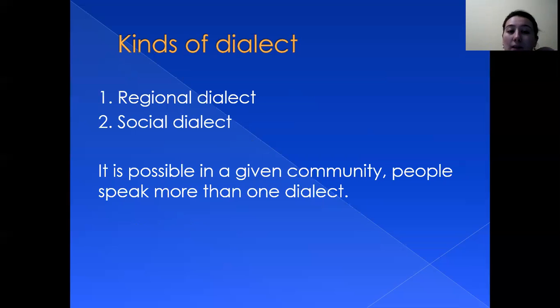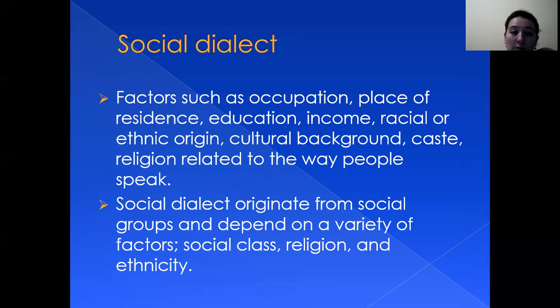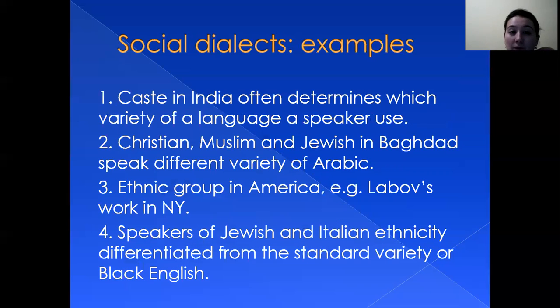So factors such as occupation, place of residence, education, income, racial or ethnic origin, cultural background, caste, religion, are related to the way people speak. Social dialects originate from social groups and depend on a variety of factors, social class, religion, or ethnicity. So social dialect examples. Caste in India often determines which variety of language a speaker uses. So different castes speak different languages or different dialects in India.